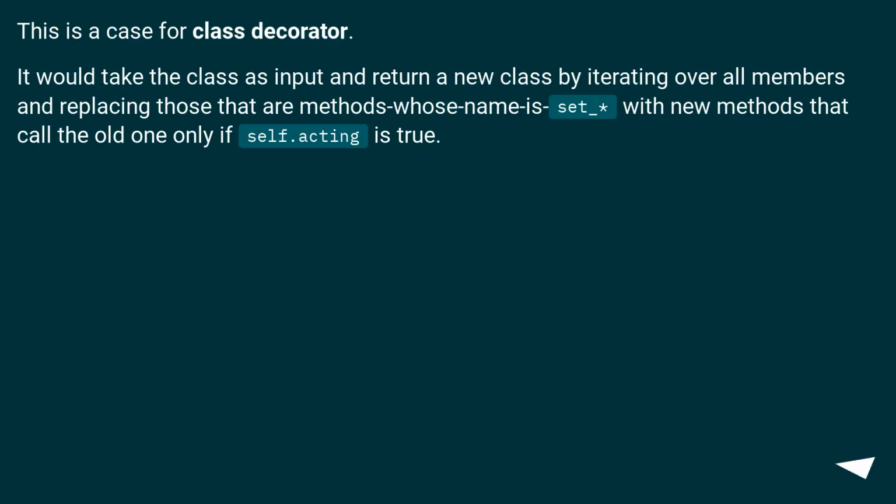This is a case for a class decorator. It would take the class as input and return a new class by iterating over all members and replacing those that are methods whose name is set_ with new methods that call the old one only if self.acting is true.